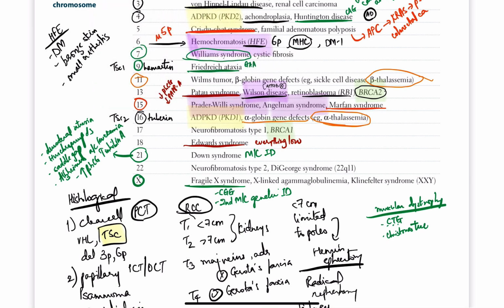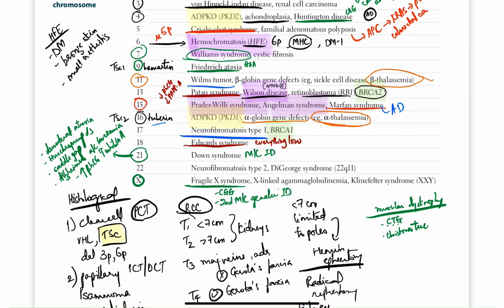So we did 11, chromosome 11 we've forgotten. I think Wilms tumor, it's easy, it's chromosome 11. Beta globin gene defects, because beta globin is present on chromosome 11, like beta thalassemias, right? We did chromosome 15, Prader-Willi, Angelman imprinting syndromes, Marfan syndrome, fibrillin gene defect. Marfan's is again autosomal dominant. All right. 16 is you have your tuberin gene for tuberous sclerosis, ADPKD, alpha gene defects.